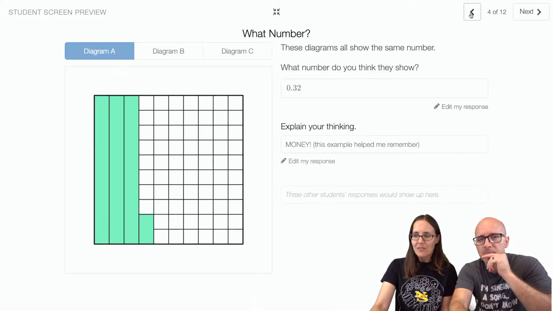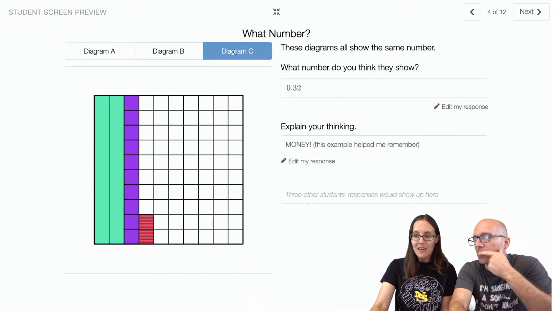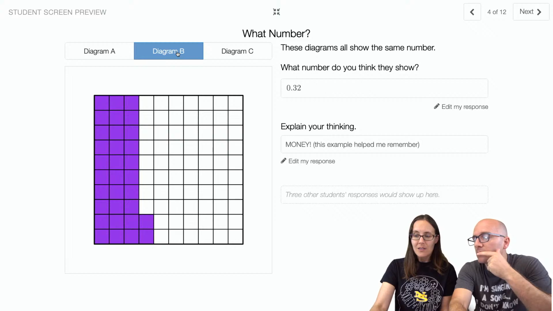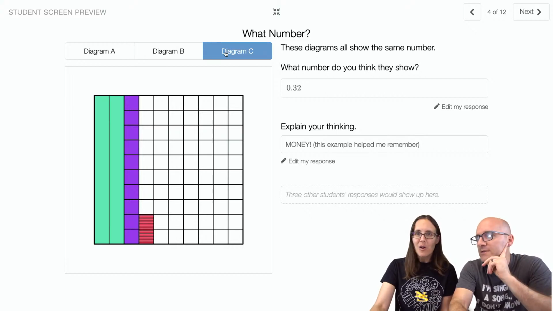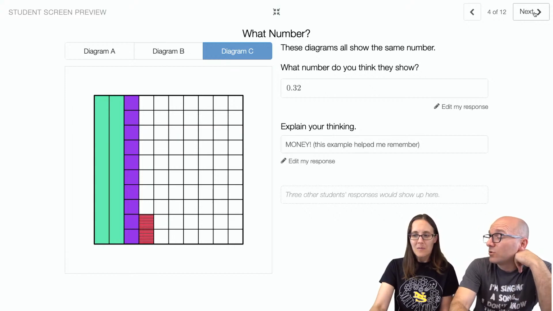Nice. Real fast, Math Dad, I have to ask, what is diagram B and C over here? Is that other ways I could do it? That's correct. So each of the diagrams do show the same number. Yeah, sorry, we jumped ahead so much. Other ways to think of it. Right, and then, but would they all be written 0.32?